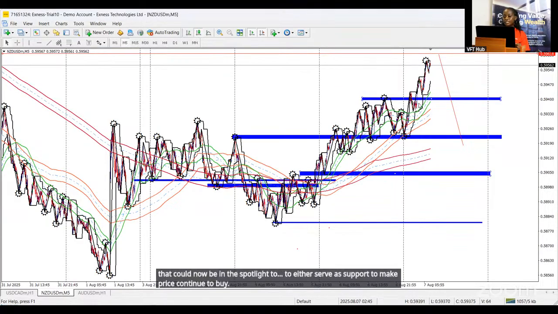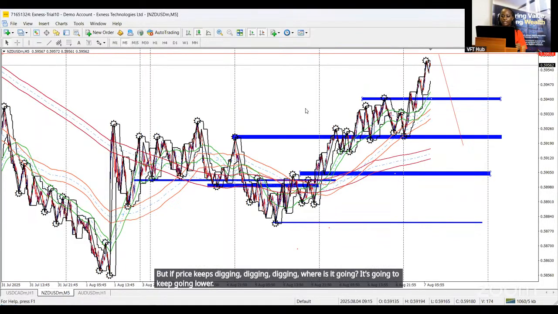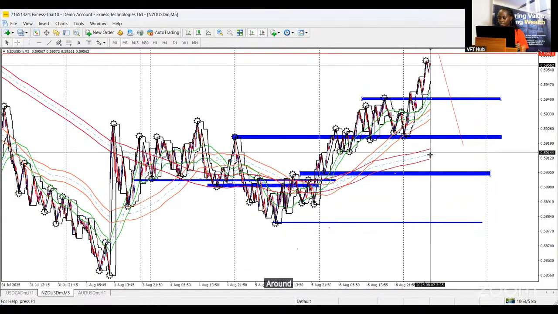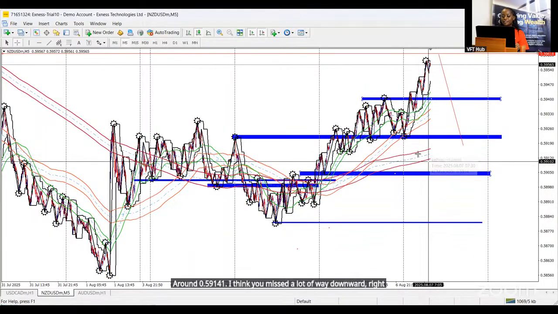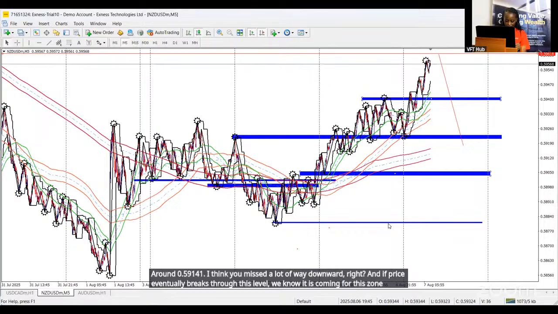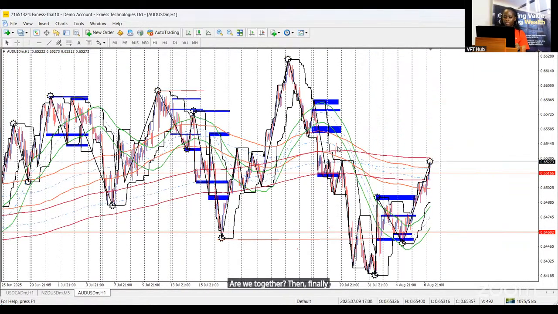But if price keeps digging, where is it going? It's going to keep going lower. I think NZD/USD should break lower and trade somewhere in here around 0.59141. I think it may sell all the way downward, right? And if price eventually breaks through this level, we know it is coming for this zone next. Are we together? Then finally, AUD/USD.